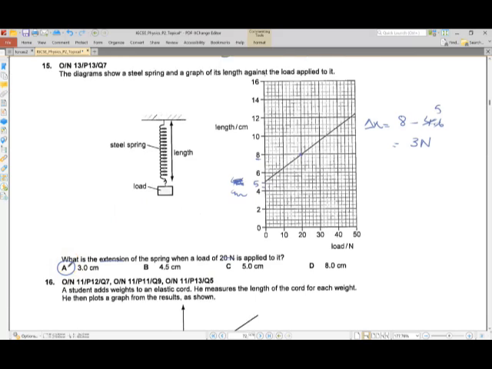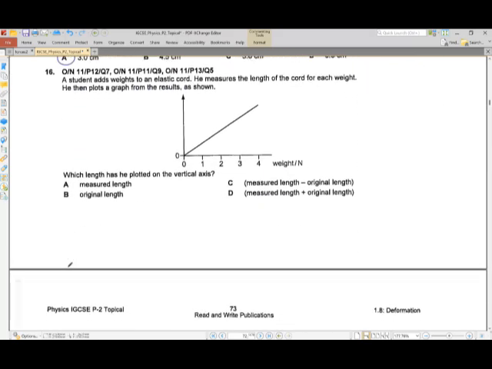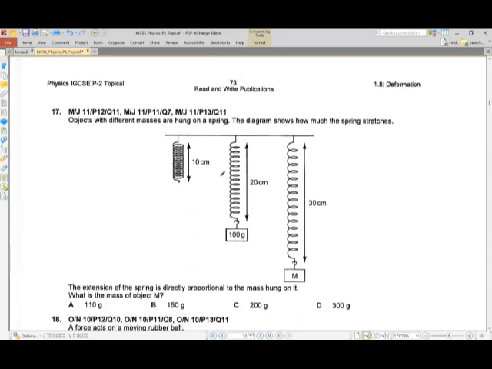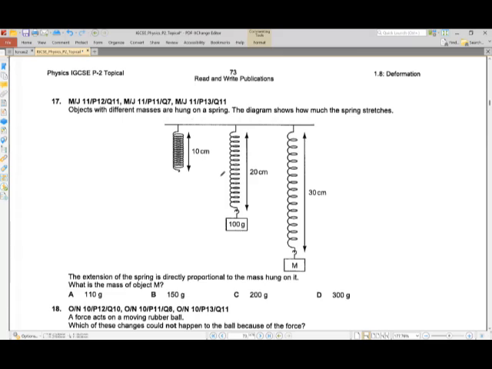अच्छा जी. Question number 16. A student adds weight to an elastic cord. He measures the length of the cord for each weight. He then plots a graph for the results as shown. So we've done this before as well. If this is weight, so this is going to be the extension. And what is extension? Extension is the measured length minus the original length. So C is our correct option. Okay. Question number 17. Objects with different masses are hung on the spring.